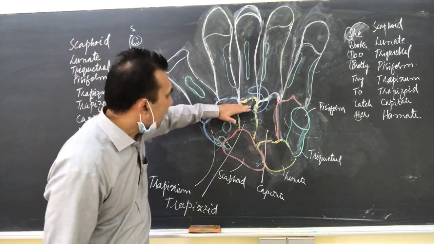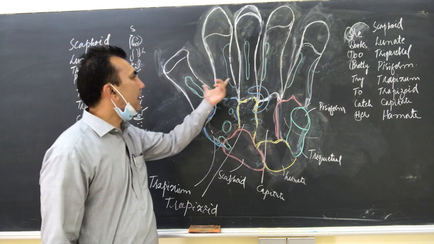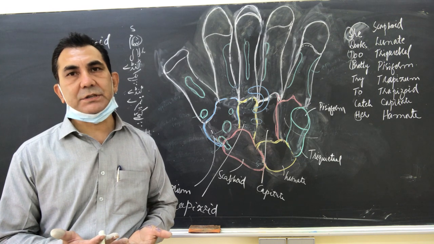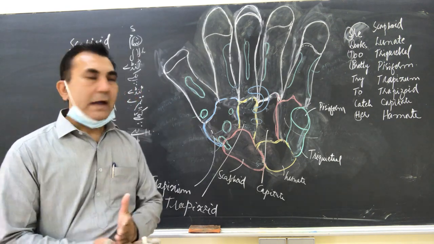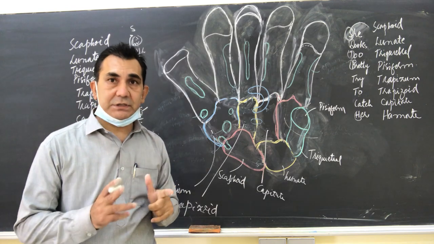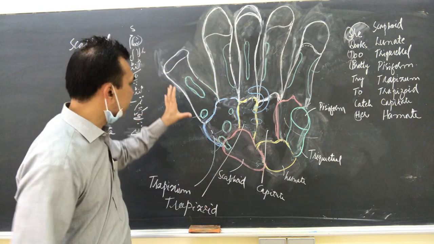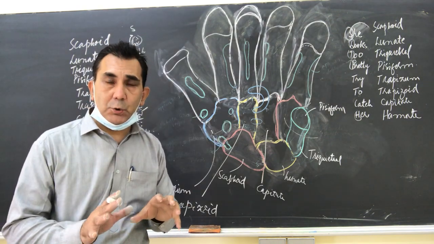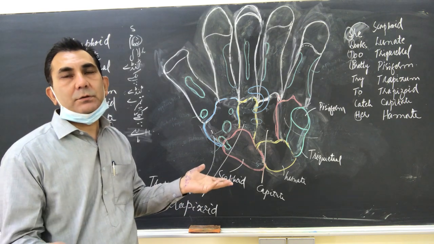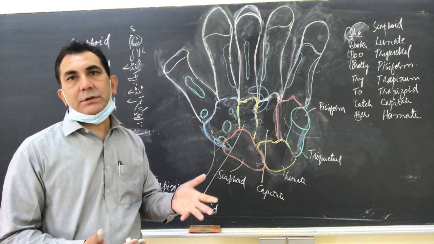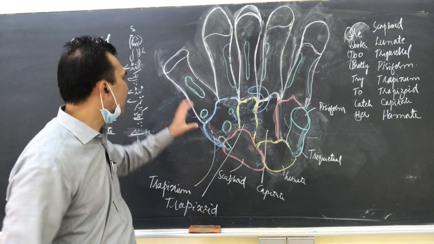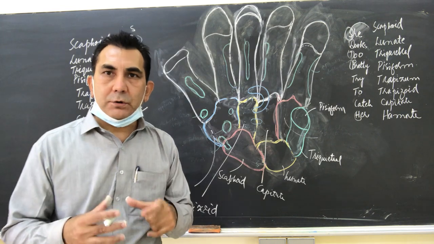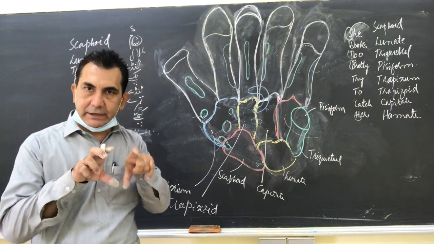Now, just above the carpus, we have the metacarpus. We have five metacarpals which are present in our palms. And the metacarpal is a type of long bone because it has three portions, while a small bone has no such portions. A small bone has no proximal end, no distal end, no shaft. So the metacarpal is a type of long bone but short in structure, short in length.